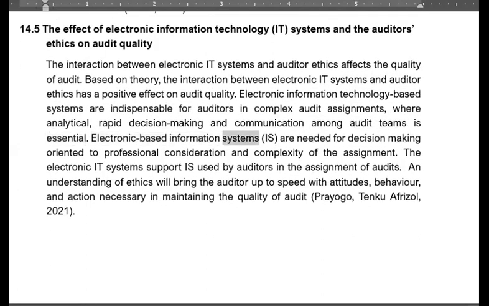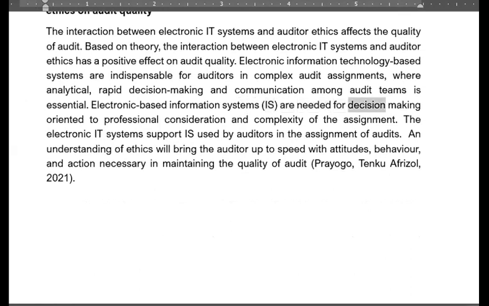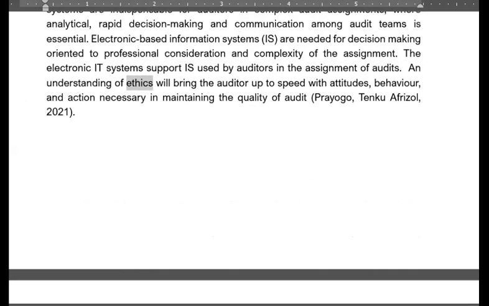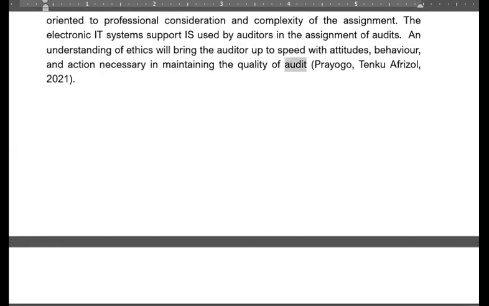Electronic-based information systems, IS, are needed for decision-making oriented to professional consideration and complexity of the assignment. The electronic IT systems support IS used by auditors in the assignment of audits. An understanding of ethics will bring the auditor up to speed with attitudes, behavior, and action necessary in maintaining the quality of audit, Prayogo, Tengku Afrizal, 2021.